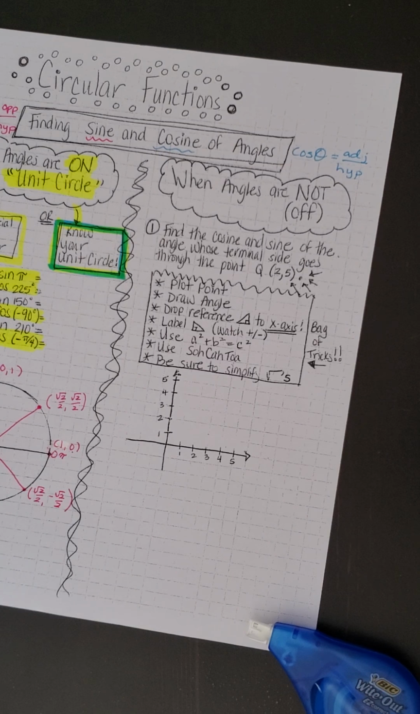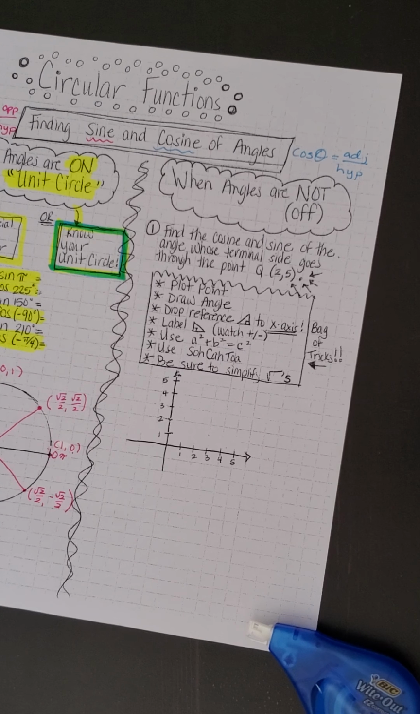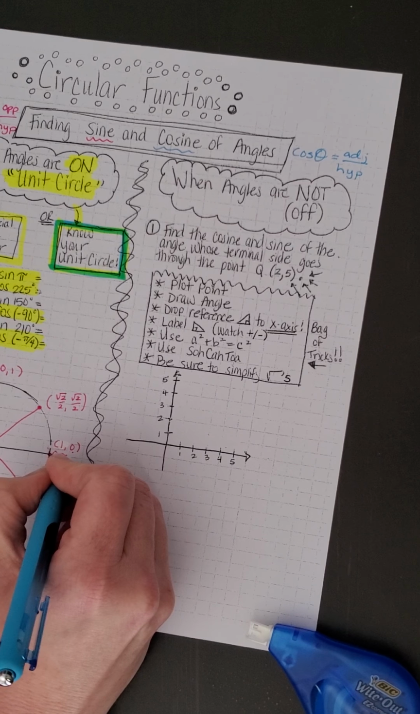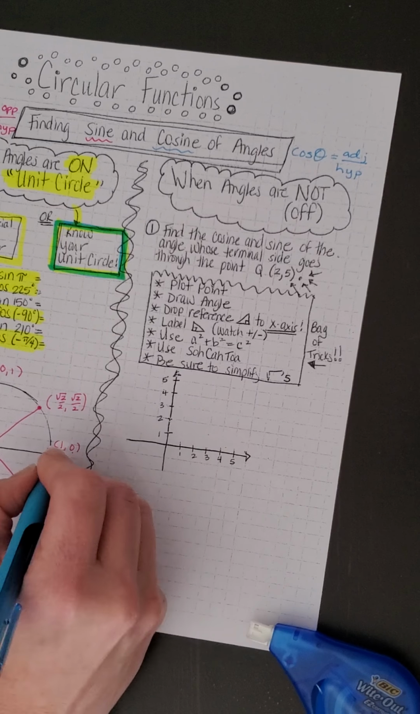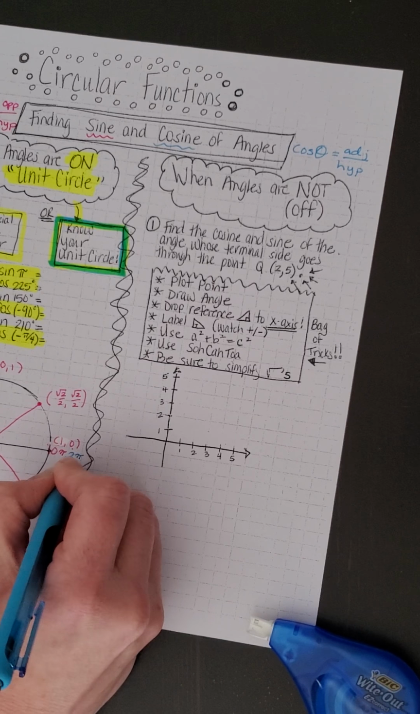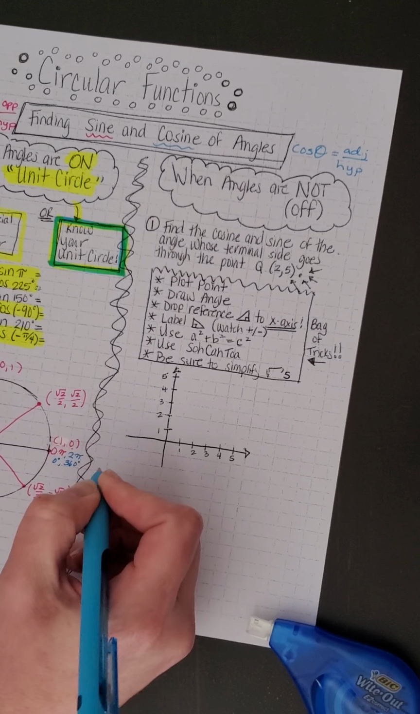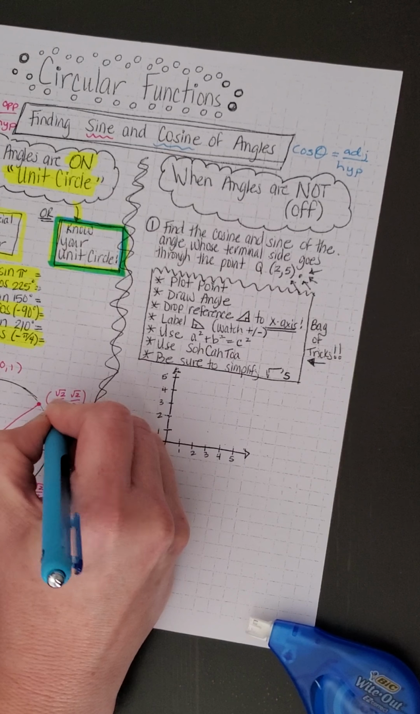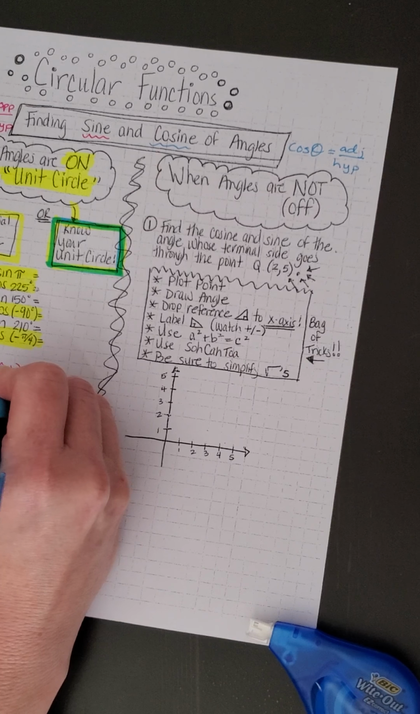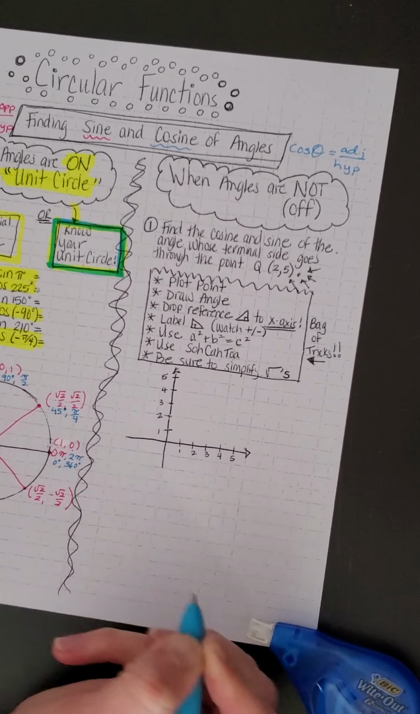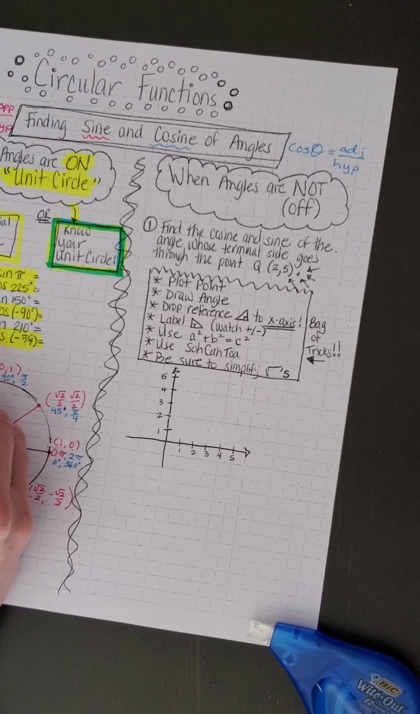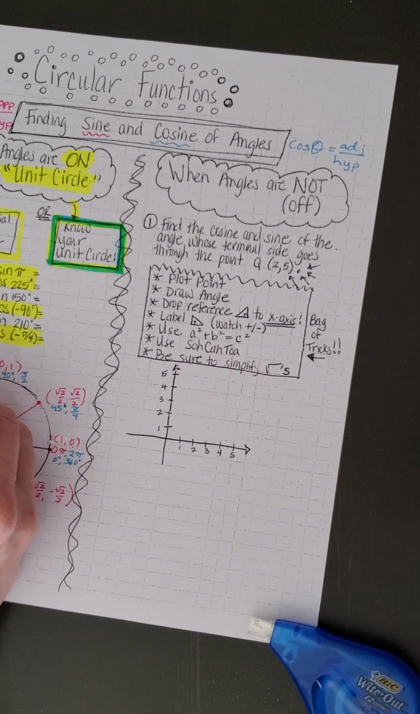All right. Now I'm going to also write on here my degrees and radians. This is 0 pi or 2 pi. This is also 360 degrees or 0 degrees. Right here, this is 45 degrees or pi over 4. This is 90 degrees or pi over 2. This is 135 degrees or 3 pi over 4.